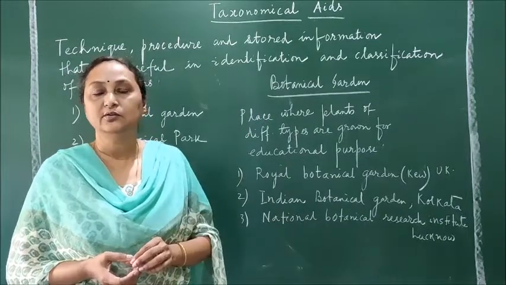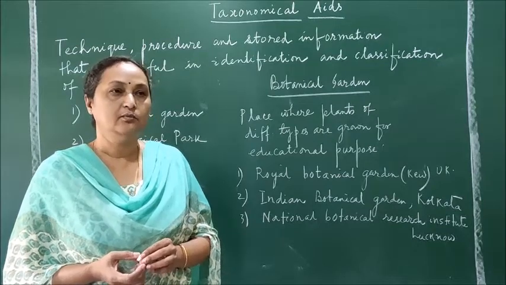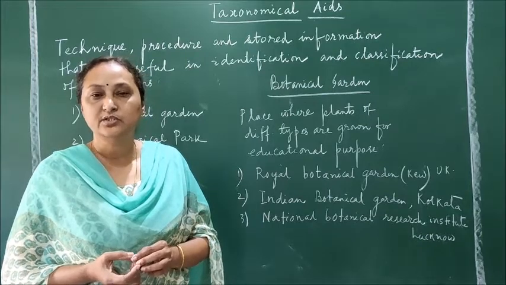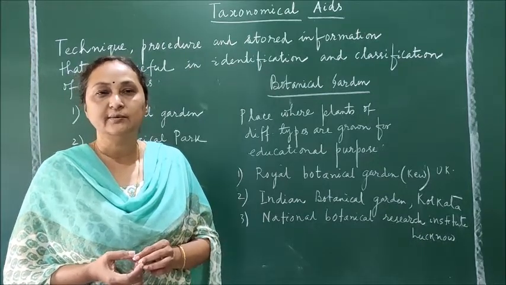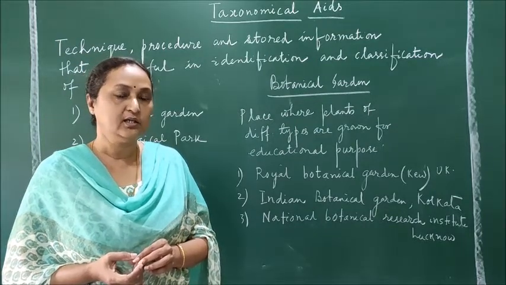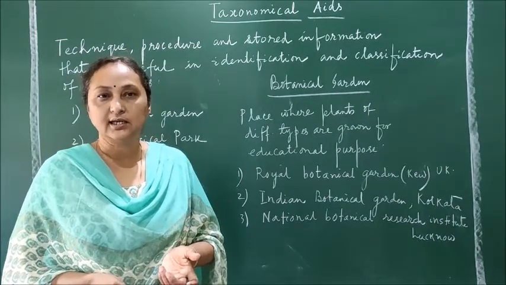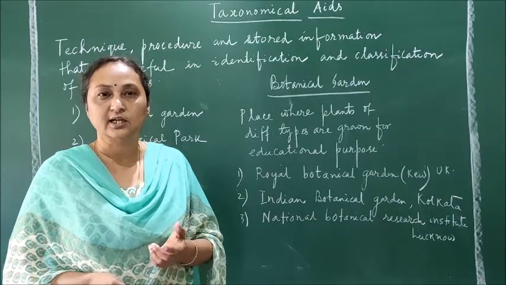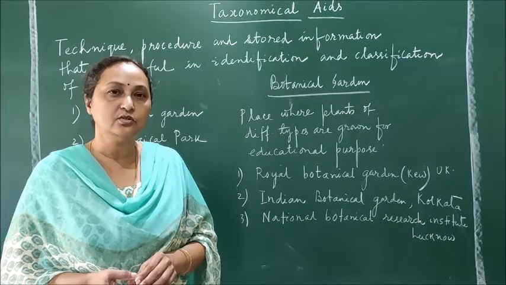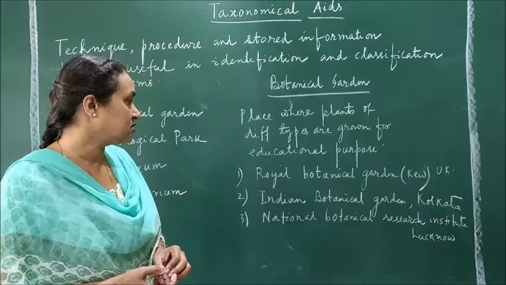And in the botanical garden you can find many rare varieties of plants grown, because the common varieties are available in common areas. But there are many plants which we only read in the books, but we don't have actual idea what kind of plant that is. So those kinds of plants, if you want to study, then you can go to the botanical garden and there you can see the plant and study the morphological characters, what kind of flowers are developing, what kind of fruits are developing. So that is the use of botanical garden and also it is used as a taxonomical aid or taxonomical tool.